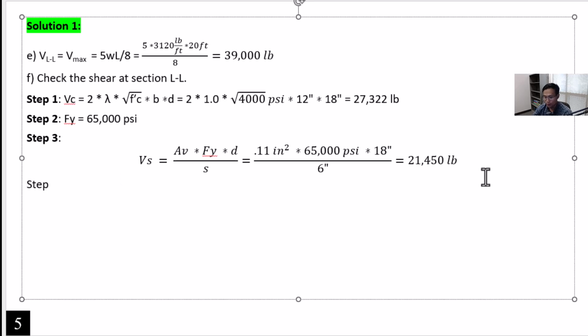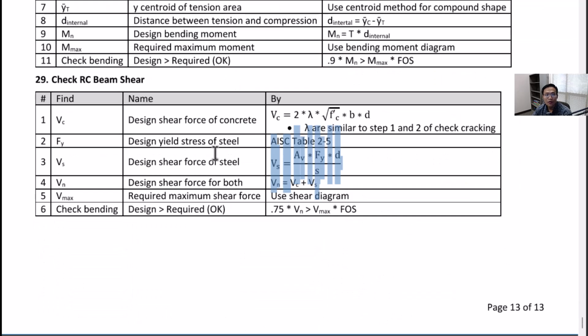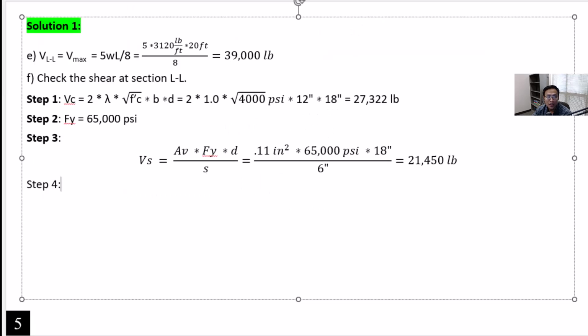Step 4. If you go down here, you can see that step 4 is to calculate the Vn. Vn will equal Vc plus Vs. Vc is the one we calculated in step 1. Vs is the one we calculated in step 3. And then we add them together. That will be the desired shear force for combining both concrete and steel.